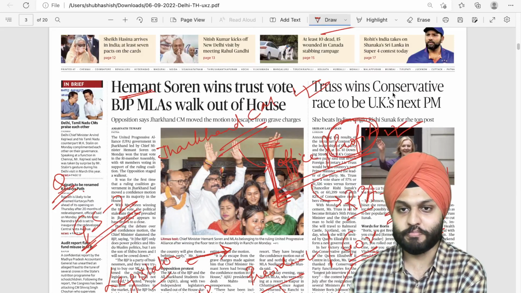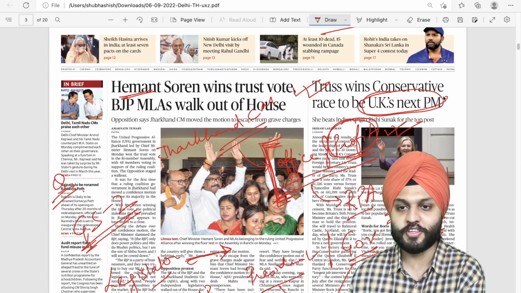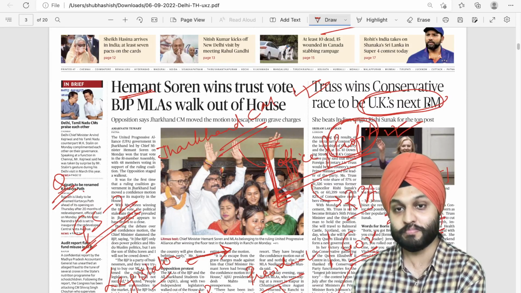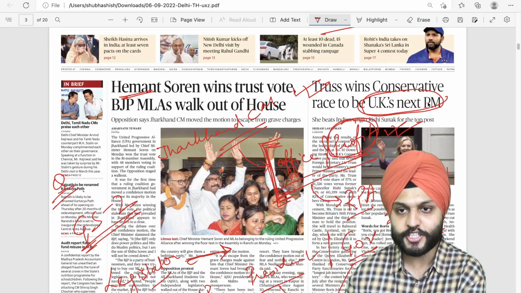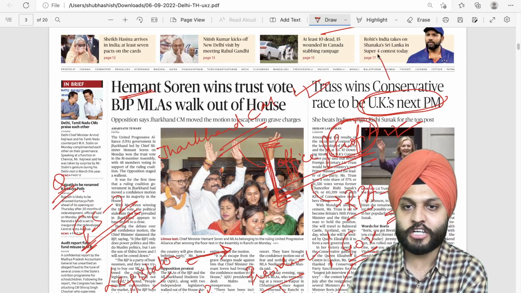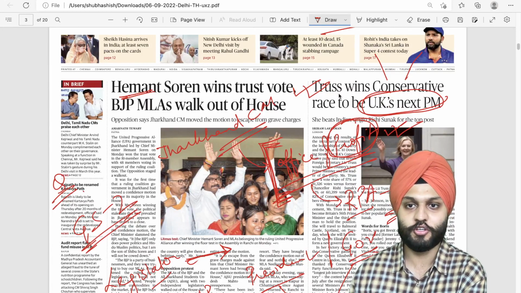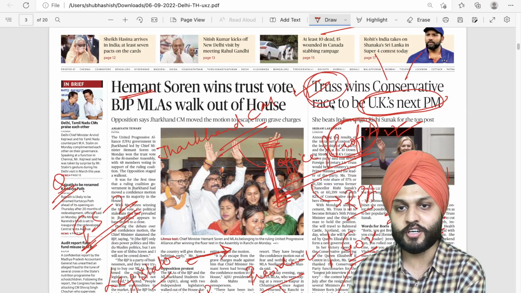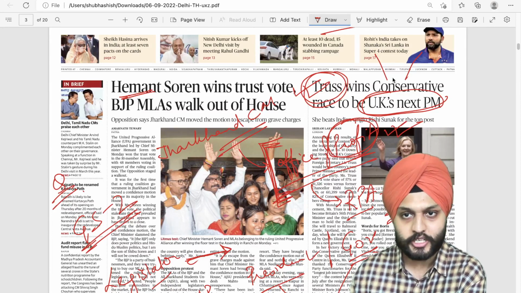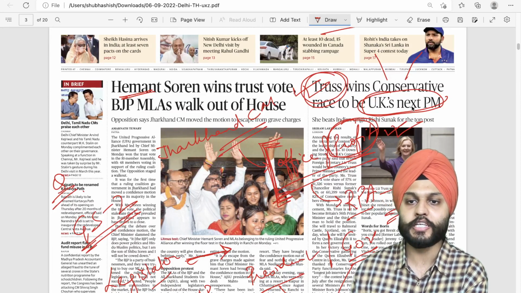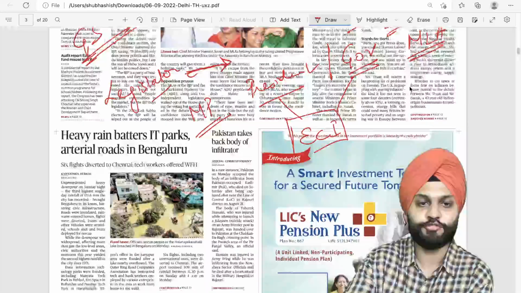UK's next PM. So who will be the UK's next PM? So we know that there was a contention going on between the leaders of the Conservative Party, Rishi Sunak and Liz Truss. So Liz Truss has won the votes of a political party, Conservative Party, and she will be the next Prime Minister of United Kingdom.